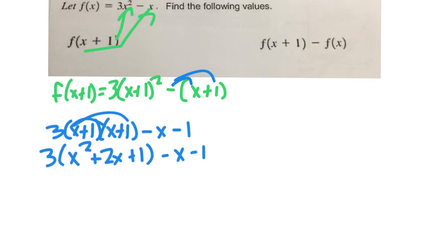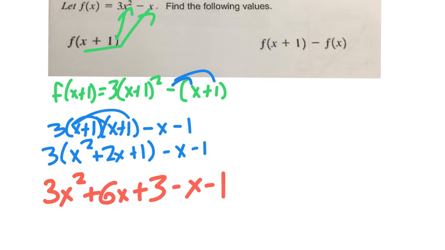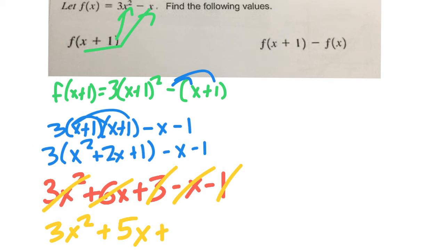Now we distribute the 3. So that gives 3x squared plus 6x plus 3 minus x minus 1. Now I want to combine my like terms. I have nothing like 3x squared. 6x minus x gives 5x. 3 minus 1 gives 2.